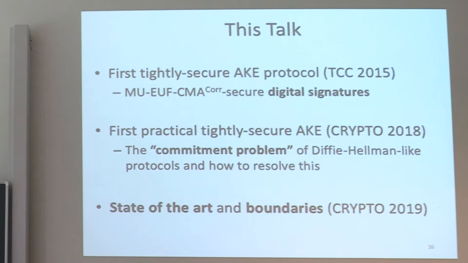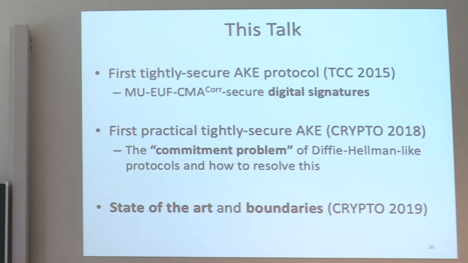Okay, so the objective of this talk is to give an overview about a couple of results about tight security. We start with a very theoretical result, and I'm only going to use this result here, so I'm not going into details, I'm not going to explain this protocol in great detail. I'm going to use this as an excuse or as a reason to show you a new security notion for digital signatures and to explain why it is particularly difficult to achieve the security notion with a tight security proof.